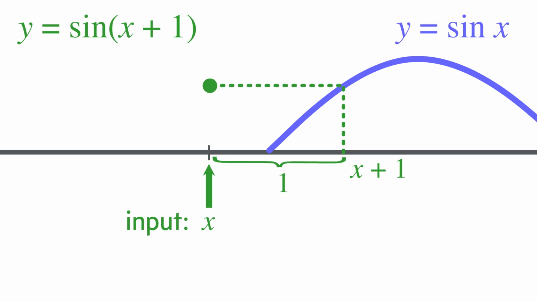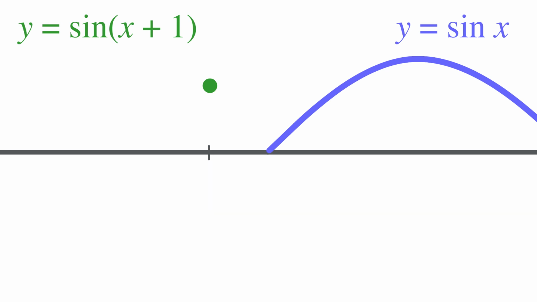The plus 1 in the equation was telling us to look to the right 1 unit, get the sine value there, but then plot it where we started. It has the effect of pulling points left 1 unit. Let's see the idea again. Choose an input value, look 1 unit right to get the output value, bring that y value back left to your location. One more time using numbers.